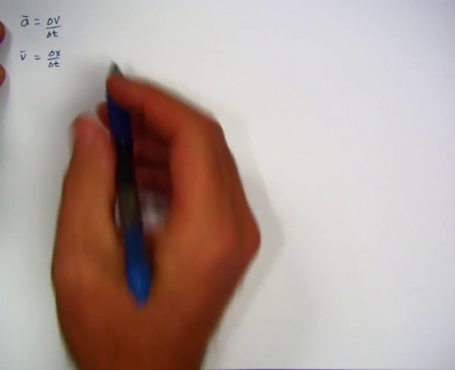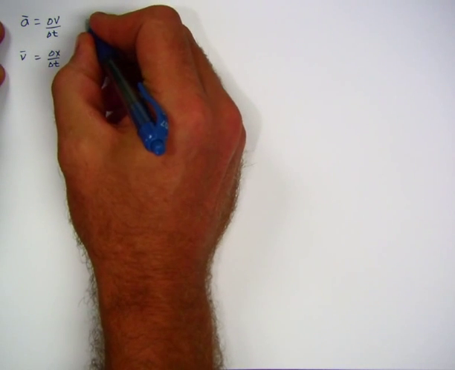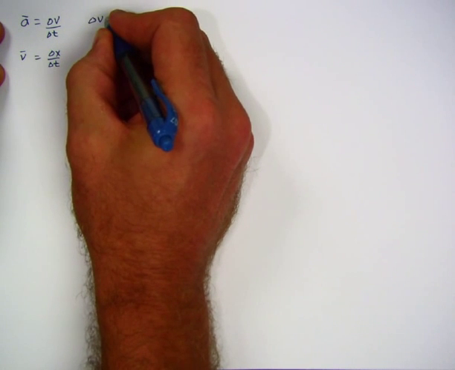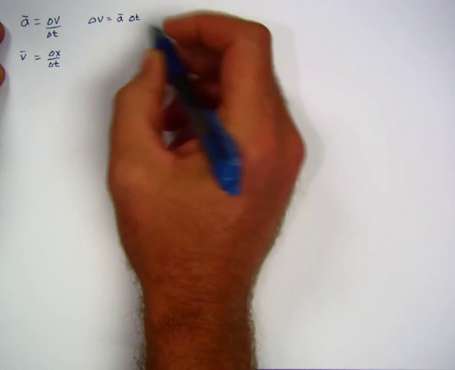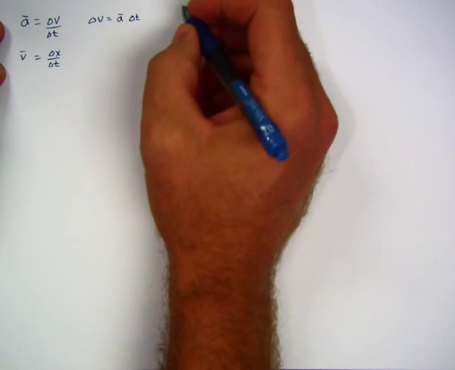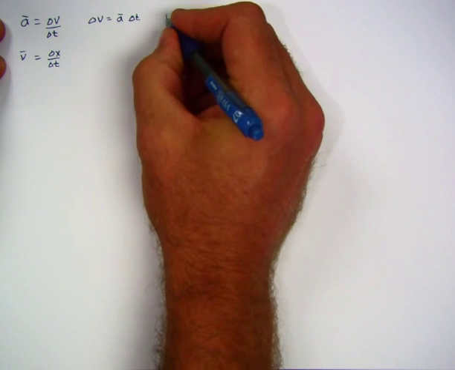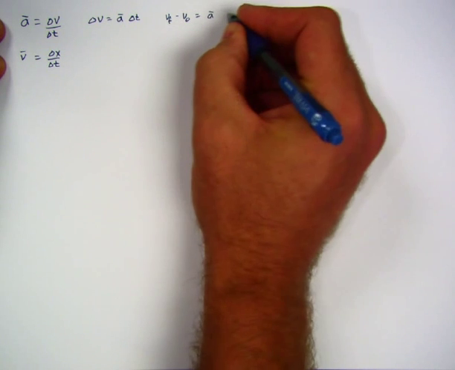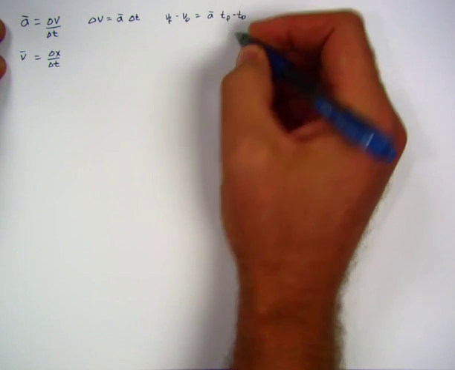So the first thing we want to do is work with this acceleration equation. Rearranging this, we get change in velocity is average acceleration times change in time. And we know change, delta, always means final minus initial. So change in velocity is going to be v final minus v initial, and that's going to be my average acceleration times t final minus t initial.